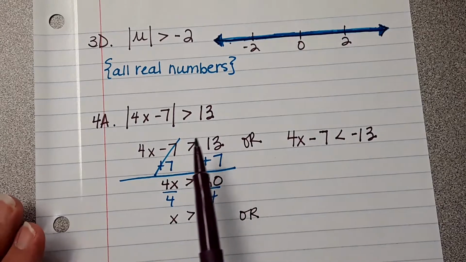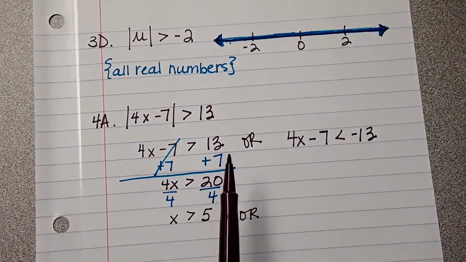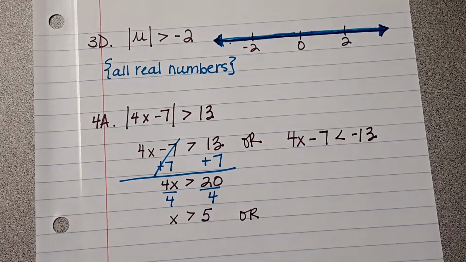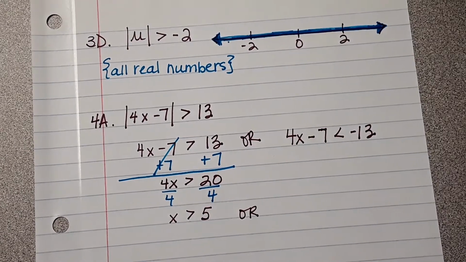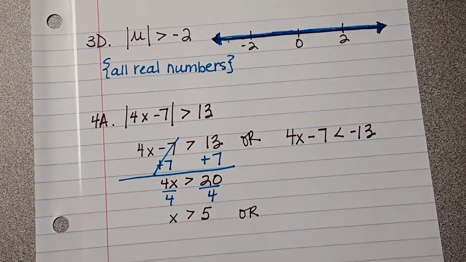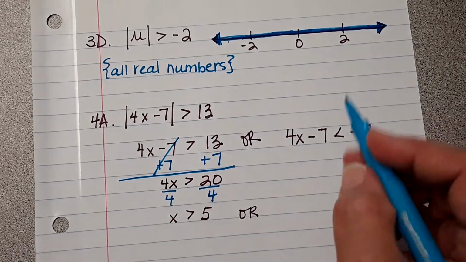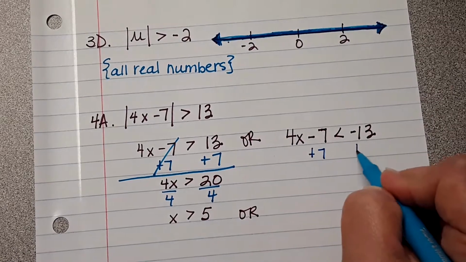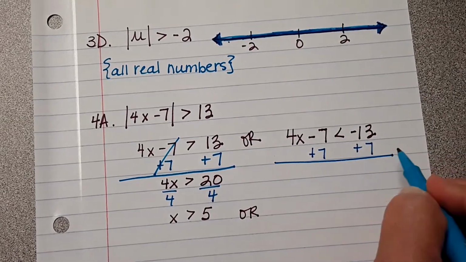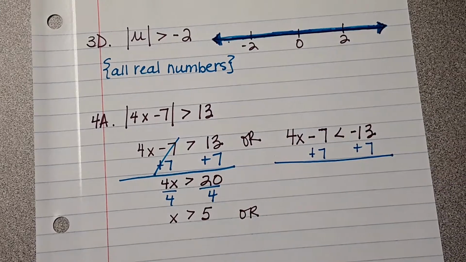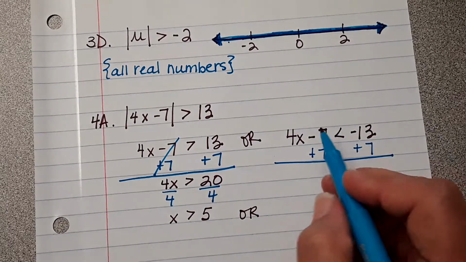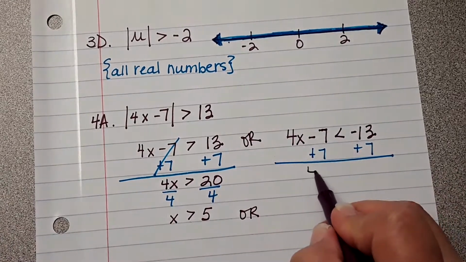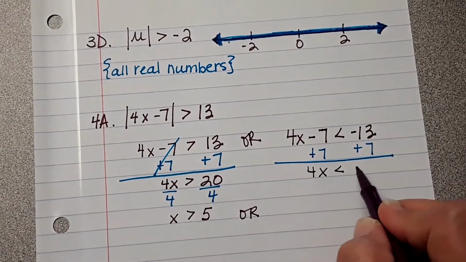Now, it doesn't matter if there was a line underneath there, you guys. If it said greater than or equal to, it still would be an or. If it's less than or equal to, it'd still be an and. So those same philosophies still apply. I'm going to add 7 to both sides. Okay. And I'm going to get 4x is less than negative 6.